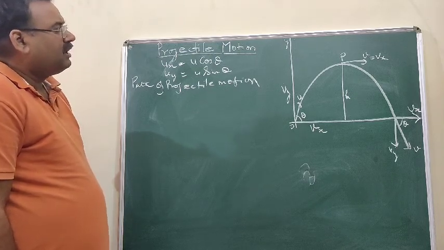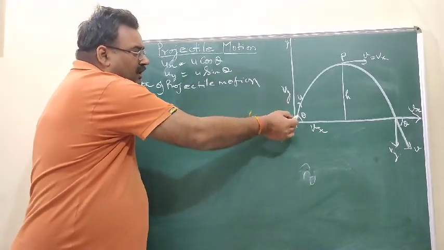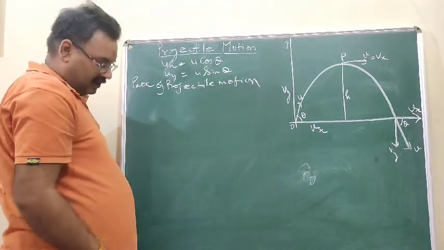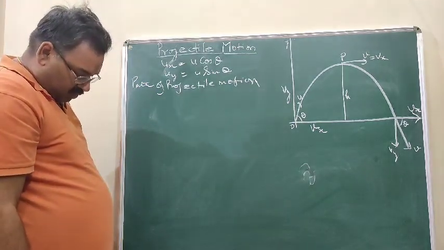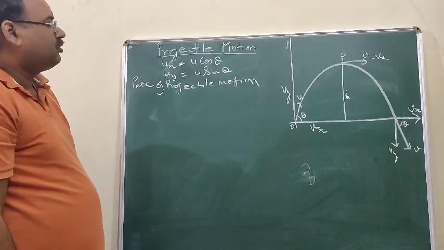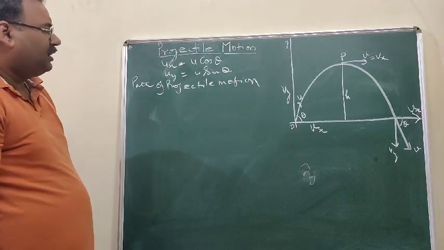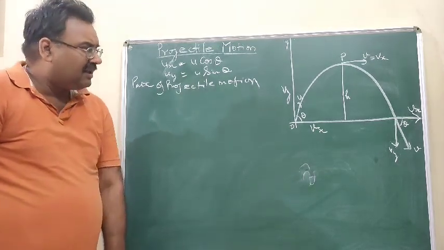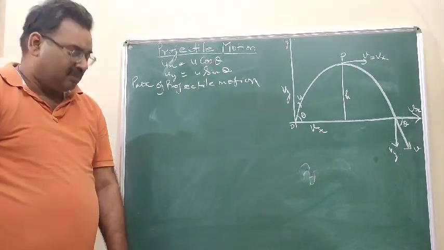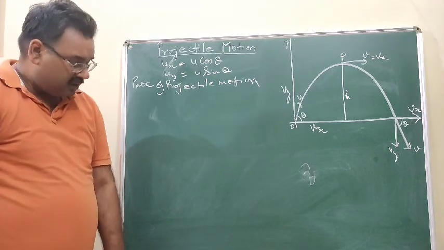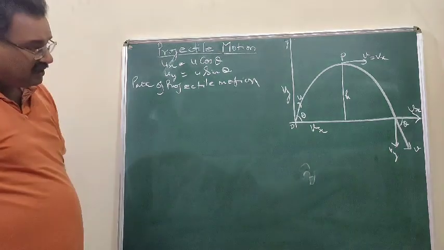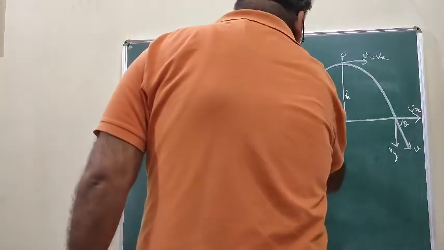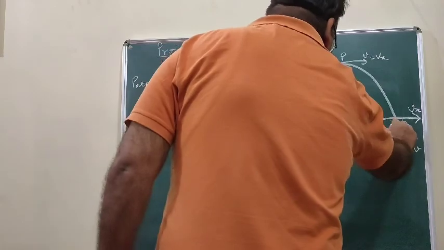So we resolve this velocity. This is the velocity u, thrown at an angle theta. We resolve it into a horizontal component and a vertical component. The horizontal component is ux equal to u cos theta. The vertical component is uy equal to u sin theta. Now this projectile reaches the maximum height h and finally drops at this point, covering the maximum range r.